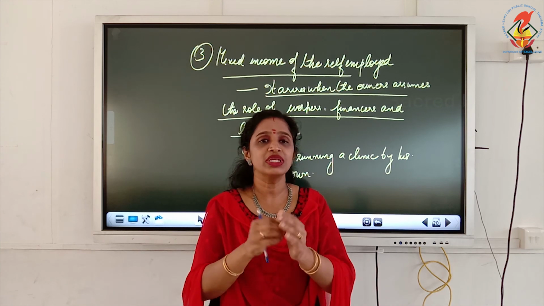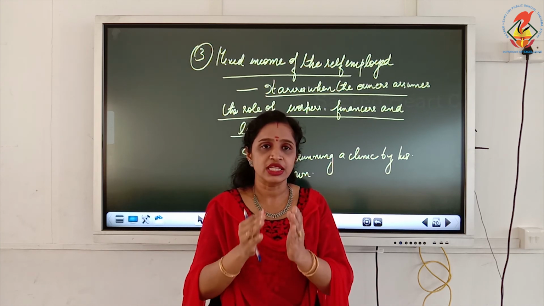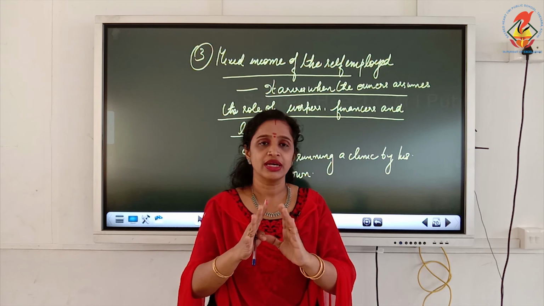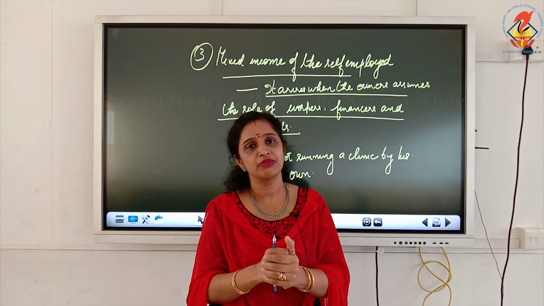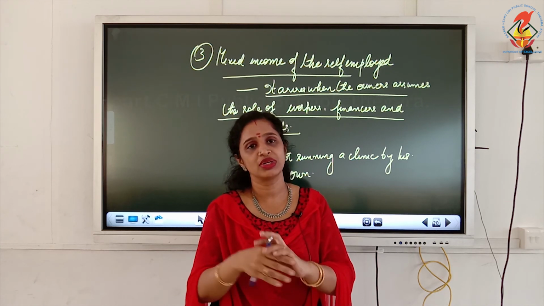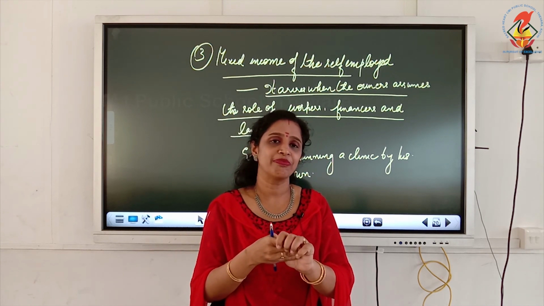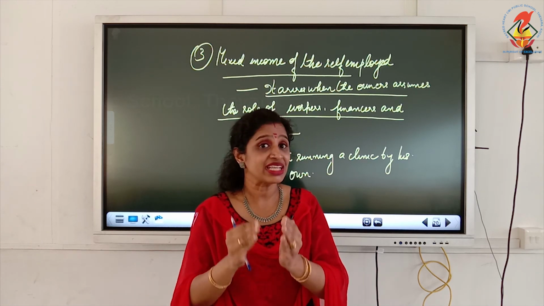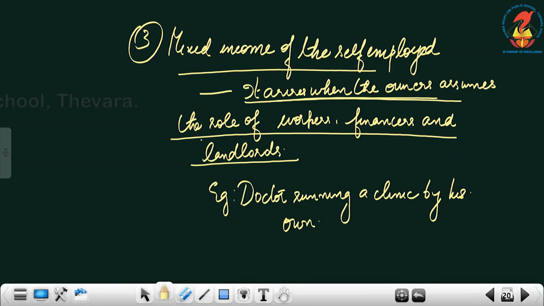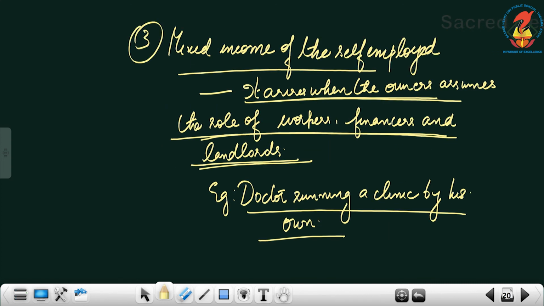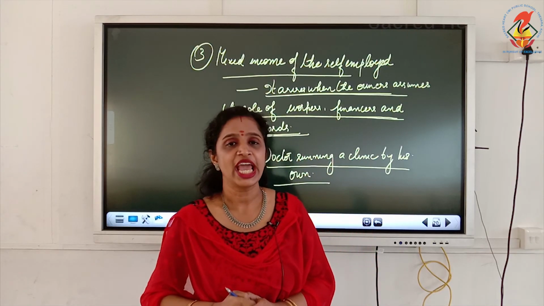Here, the doctor is running his own clinic at home, it is his own building, and the entire work is managed by the doctor himself. He is the one who is packing the medicine, he is the one who is doing the reception work, he is the one who is treating the patients, everything is done by him. So mixed income of self-employed means it arises when the owner assumes the role of workers, financiers and landlords. Example, a doctor running a clinic by himself is an example of the mixed income of self-employed.